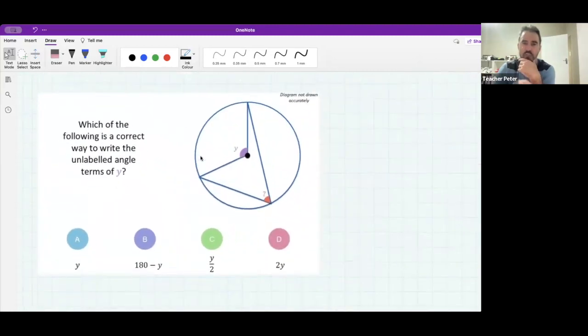Can you answer this multiple choice question? Which of the following is a correct way to write the unlabeled angle y? So that's y over here. Oh, in terms of y, sorry. So they basically want to say, look, you've got the yellow one, it's y. What is the green one in terms of y?